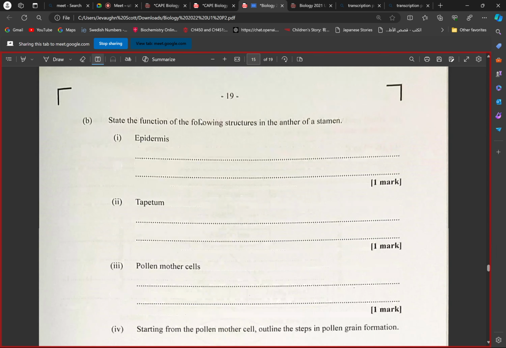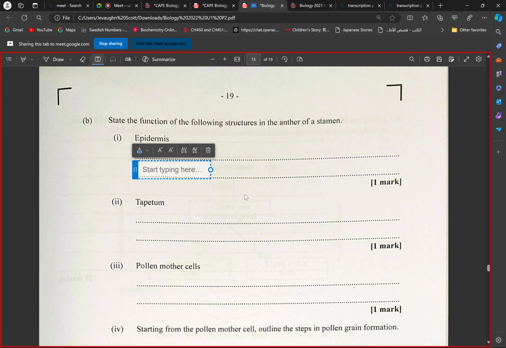State the function of the following structures as the answer. What is the function of the epidermis? Sir, protection?